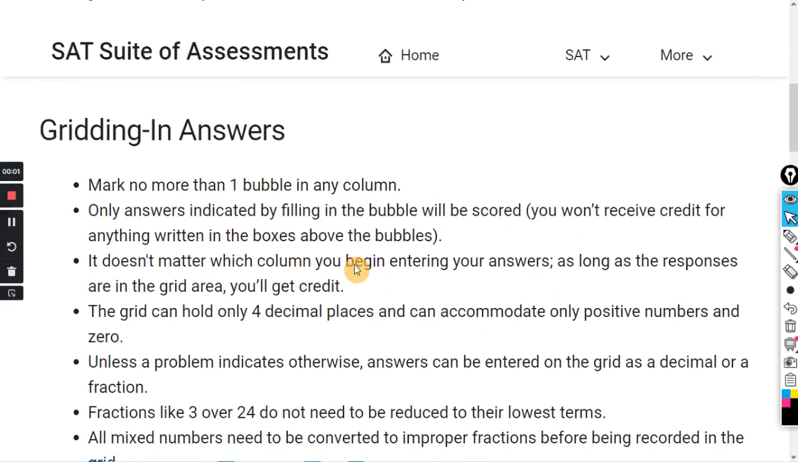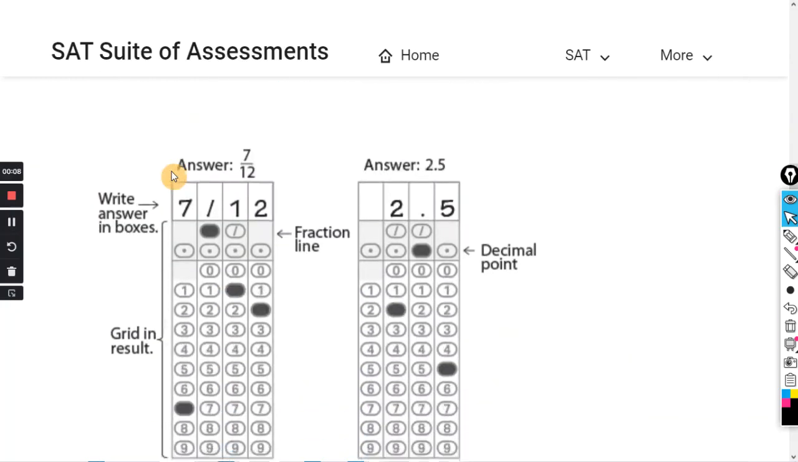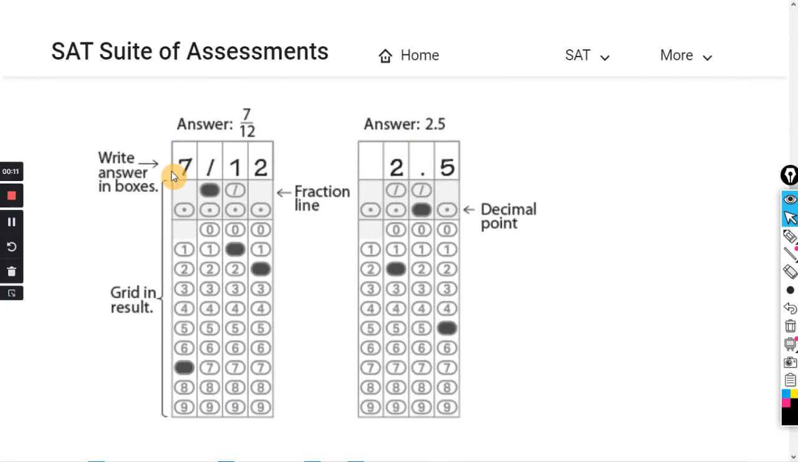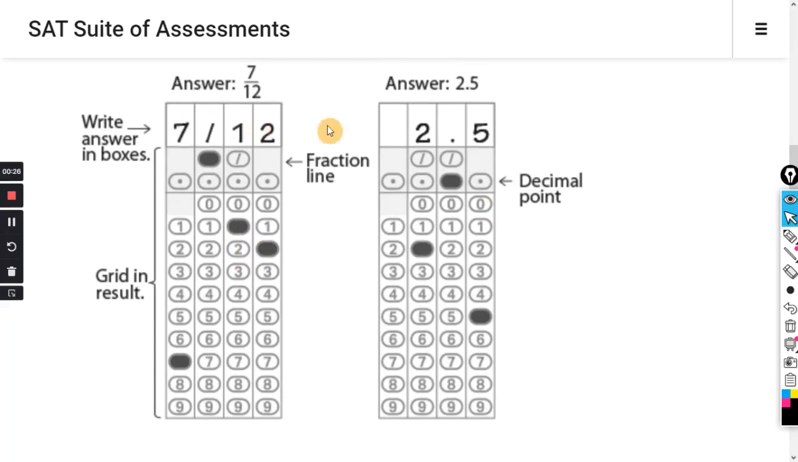So I just wanted to give you some advice for the grid-in answers on the SAT or PSAT. The grid-in answers are problems that are not multiple choice. You can fill in your answer on the top of all the bubbles that you fill in. Okay, you can fill in the answer on top, but what you write on top doesn't really matter. It matters what you fill in on the bottom in the bubbles.